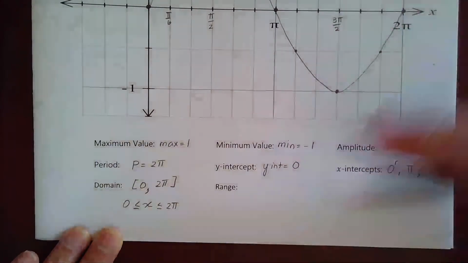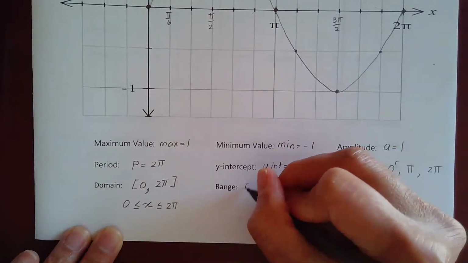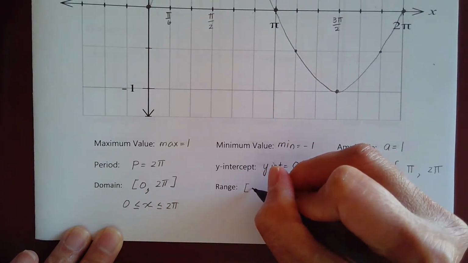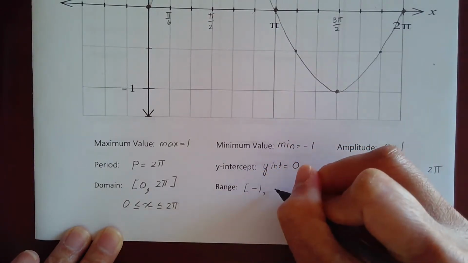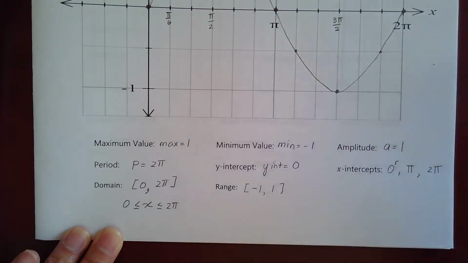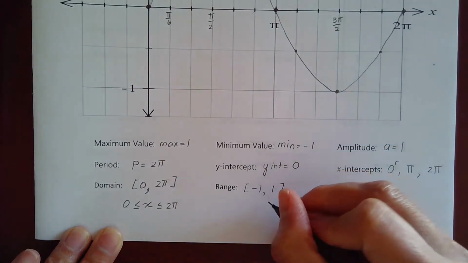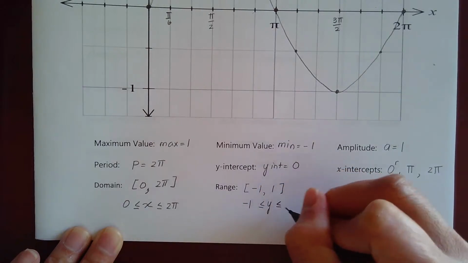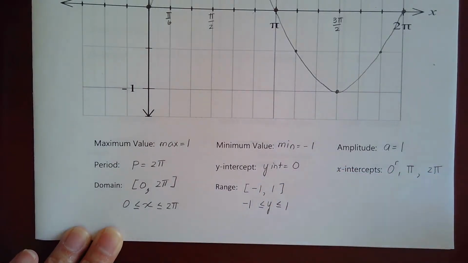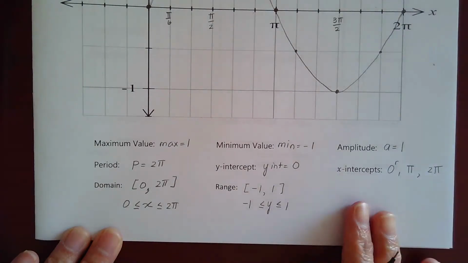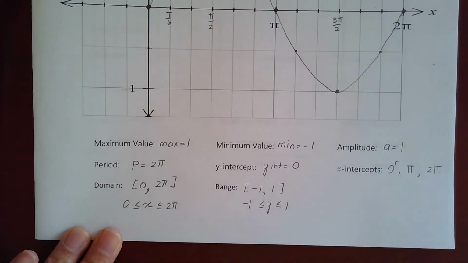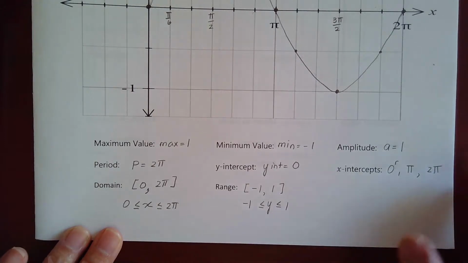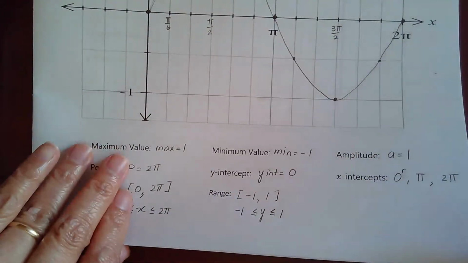Range are the possible y values. So this graph fluctuates between a minimum of -1 to a maximum of +1. So we can say y is greater than or equal to -1, but less than or equal to +1. Okay, so that's our first graph, the trigonometric sine graph. Now we're going to take a look at the next one.